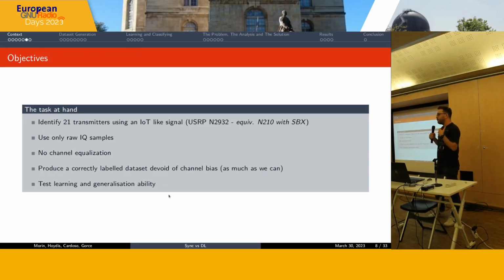In order for us to be able to train a neural network, we need labeled data. And that's the first thing that we want to do. We want to produce a data set, which is one of the hardest parts, because now you need to not only transmit, but you need to be able to attach a tag to each one of the transmissions. And then we want to test the learning capabilities with the deep learning algorithm that we're going to use.